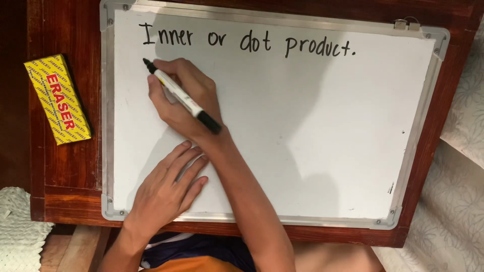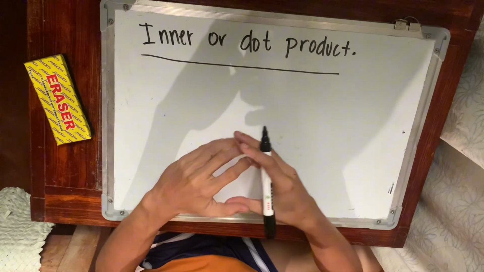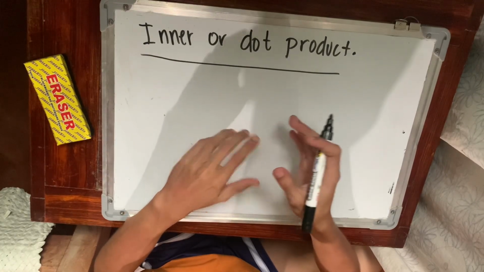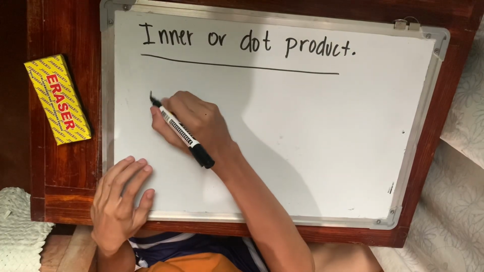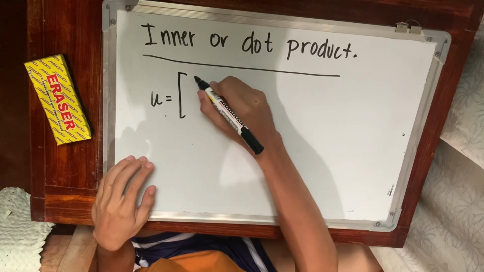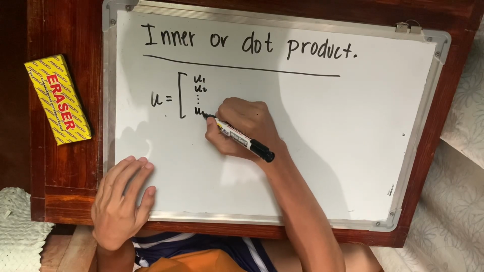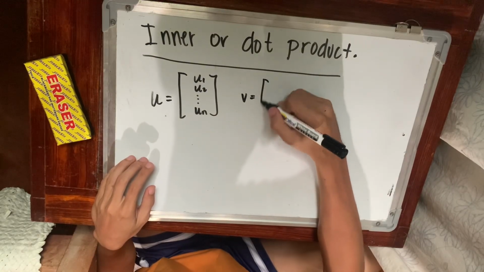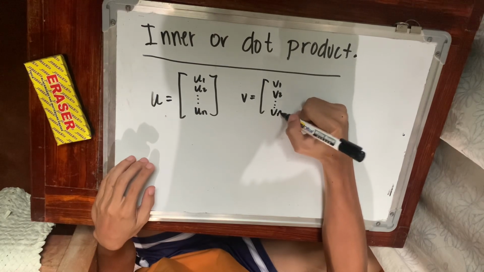Sixth one, we have the inner or dot product. In this case, it is essential for us to know how to transpose a vector, so we can apply the inner or dot product. Suppose that we have vector u equal to u sub 1, u sub 2 up until u sub n, and vector b equal to b sub 1, b sub 2 up until b sub n.